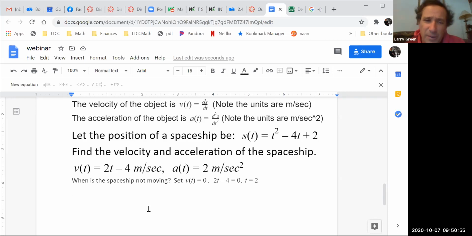Okay, so that's pretty much what I want to talk about, acceleration and velocity. I do want to mention something. There's something not very real world about this. What is that?